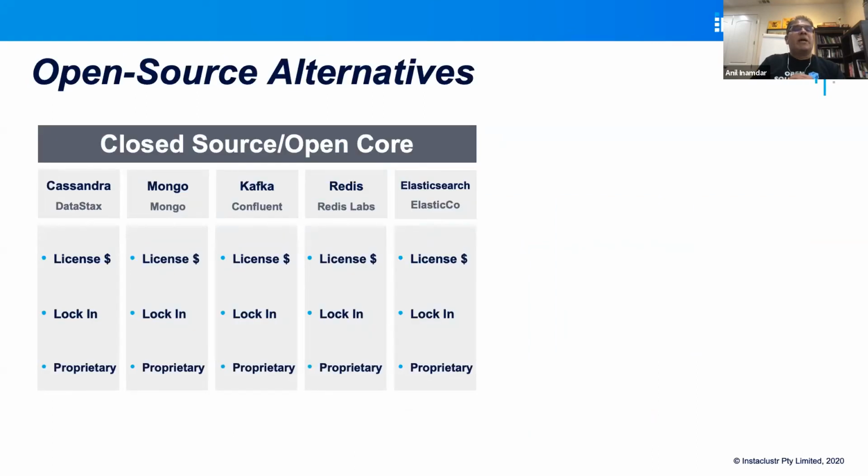So let me give an example here. On the screen, there's a company who is using several open core proprietary technologies. They have Cassandra from DataStax, Mongo from MongoDB, Kafka from Confluent, Redis from Redis Lab, and things like that. As you can see, they are using multiple licenses. They are using a lot of proprietary software, and there is possible vendor and technology lock-in.